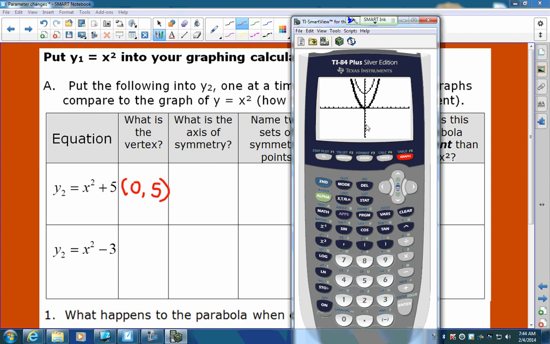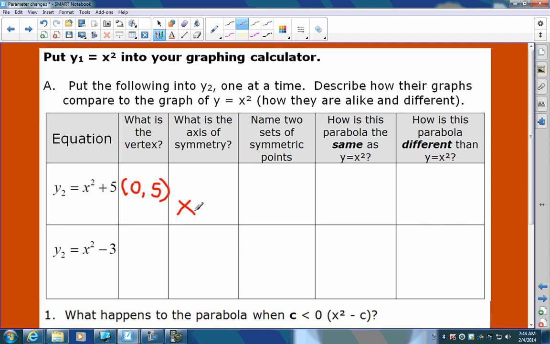The axis of symmetry goes through the vertex. It is x equals whatever the x number is of the vertex. So it should be x equals 0.